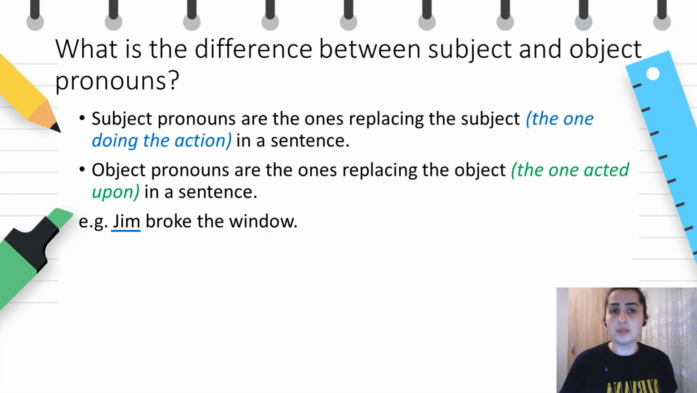Jim is the subject in the sentence because Jim is the one who is doing the action, while the object is the window because the window is the thing that is acted upon. Jim, as the subject, is acting upon the window by breaking it.